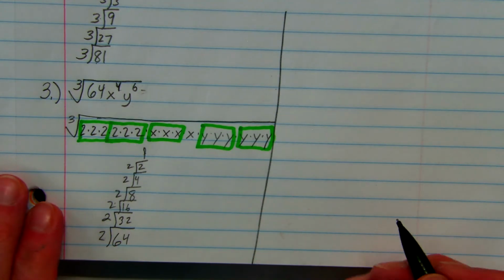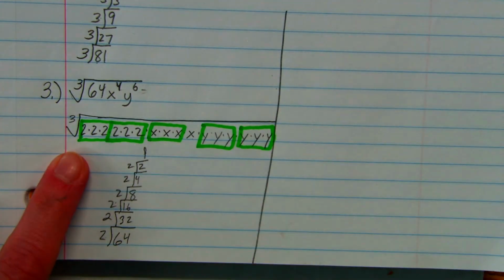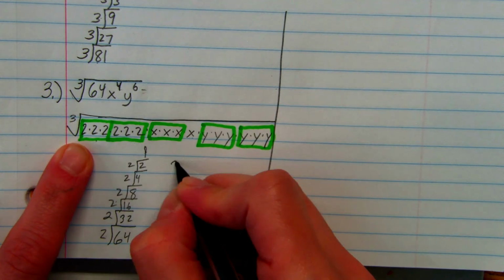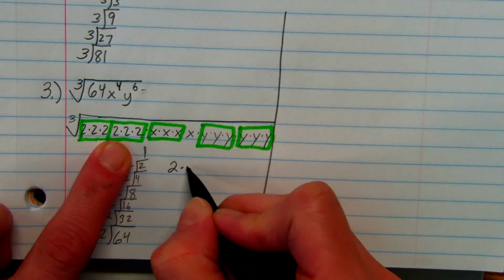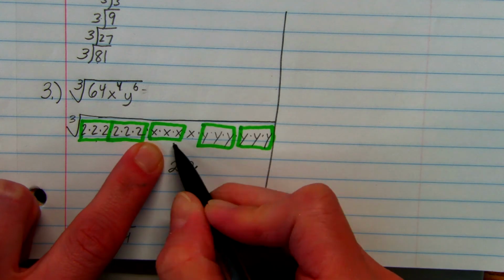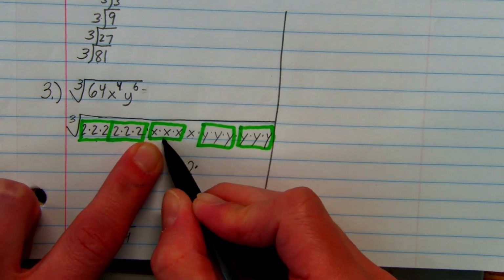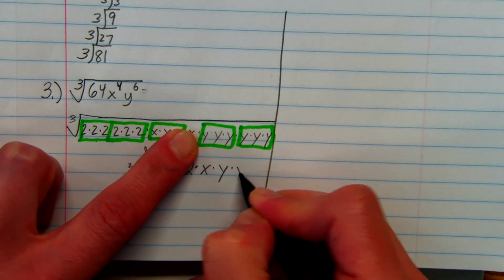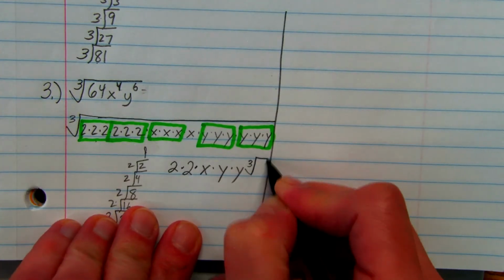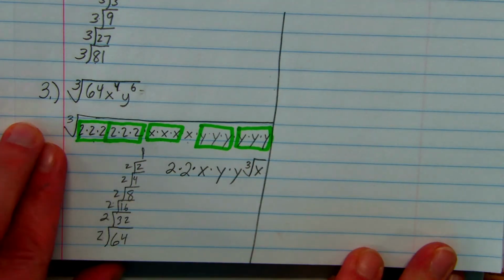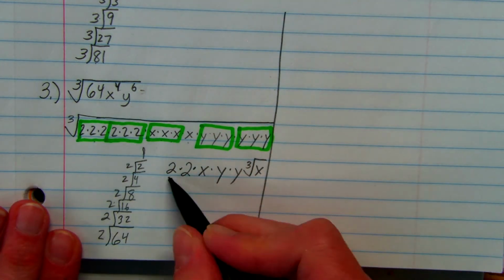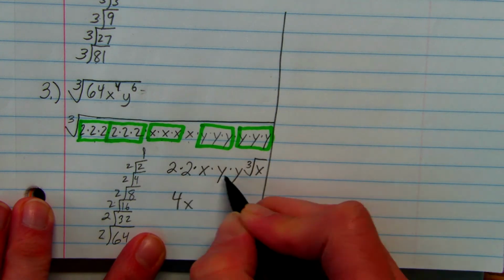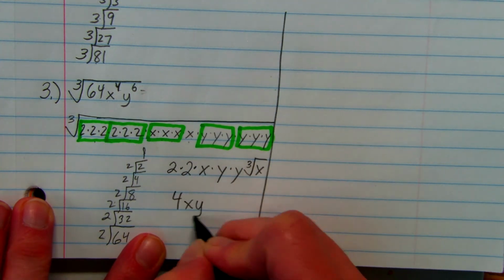And on the outside, we're going to take each of these. Okay, so when I do the cubed root of 2 cubed, that becomes 2. And then I will have times another 2. And then times x, and then times y, and you'll have the cubed root of that 1x that was left over. And then we'll just have to simplify what's on the outside. So 2 times 2 is 4, and then I have x, and then y times y is y squared.